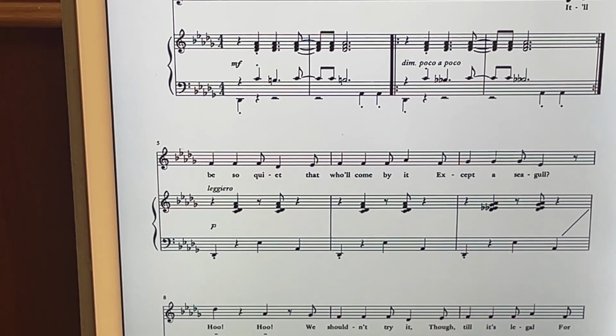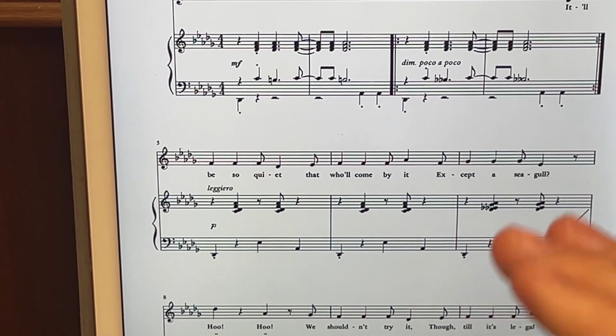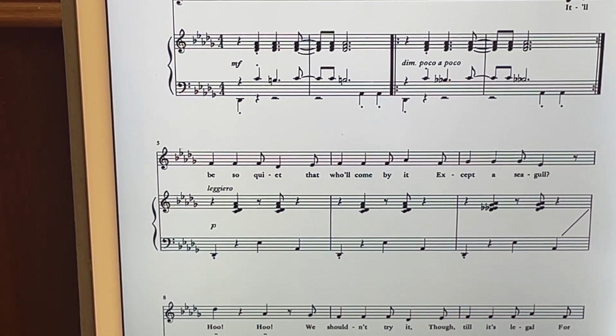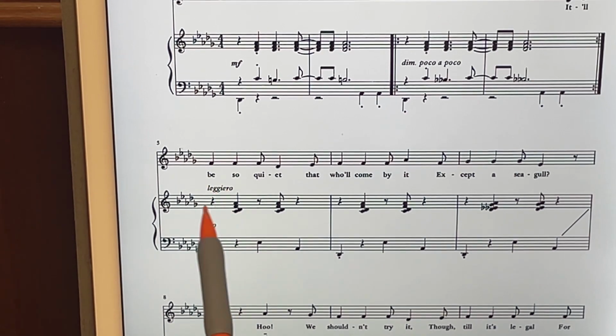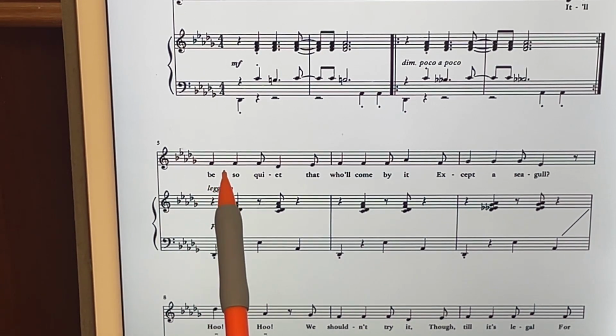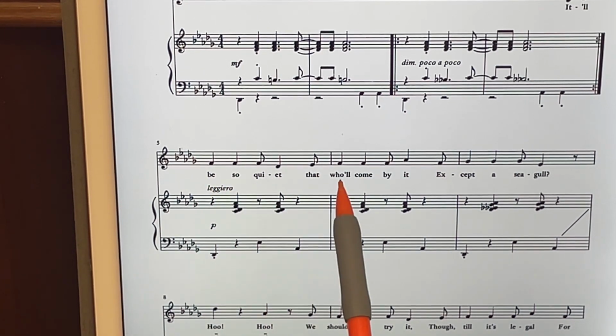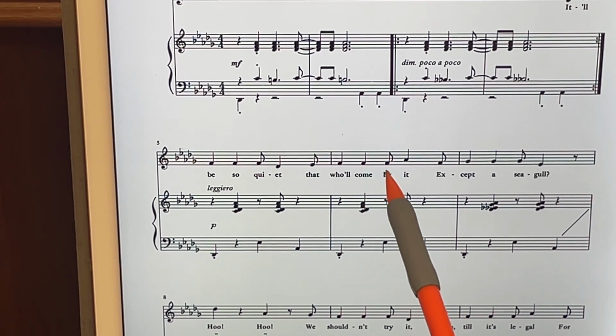So we're going to try this actually real quick. And we're going to see if we can get used to reading by patterns. So when it goes down, that's your cue to go down in your voice. And when it goes up, that's your cue to start walking back up. So the words are, this is sort of in the middle of a sentence, but the words are, "be so quiet that who'll," as in who will, contracted, "come by it."